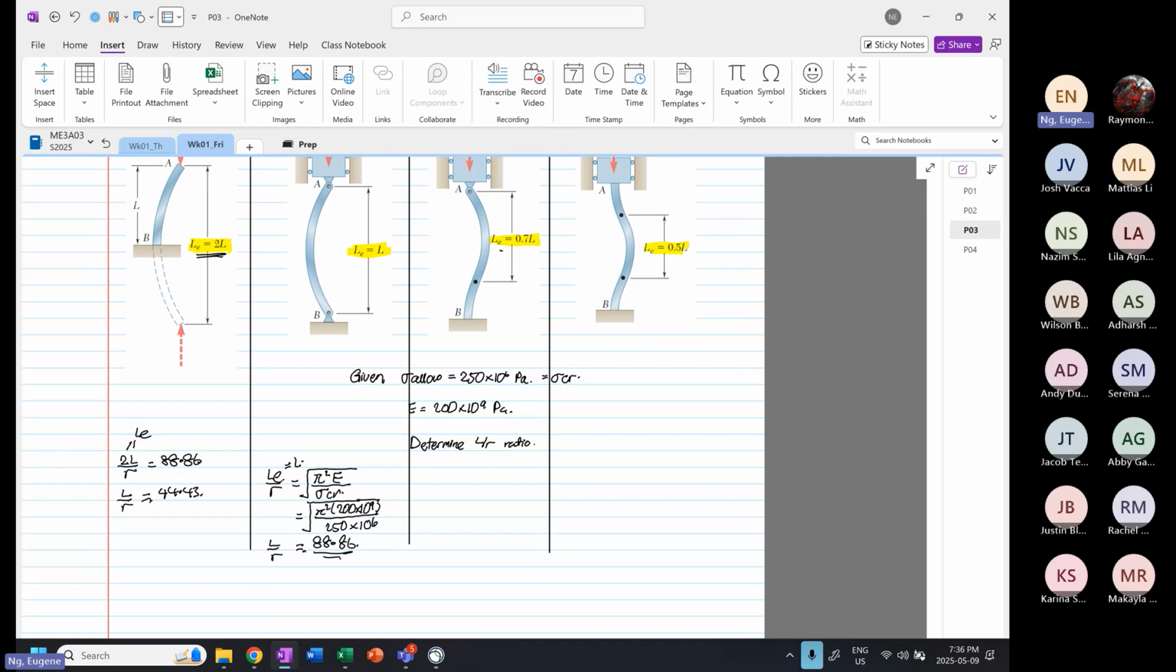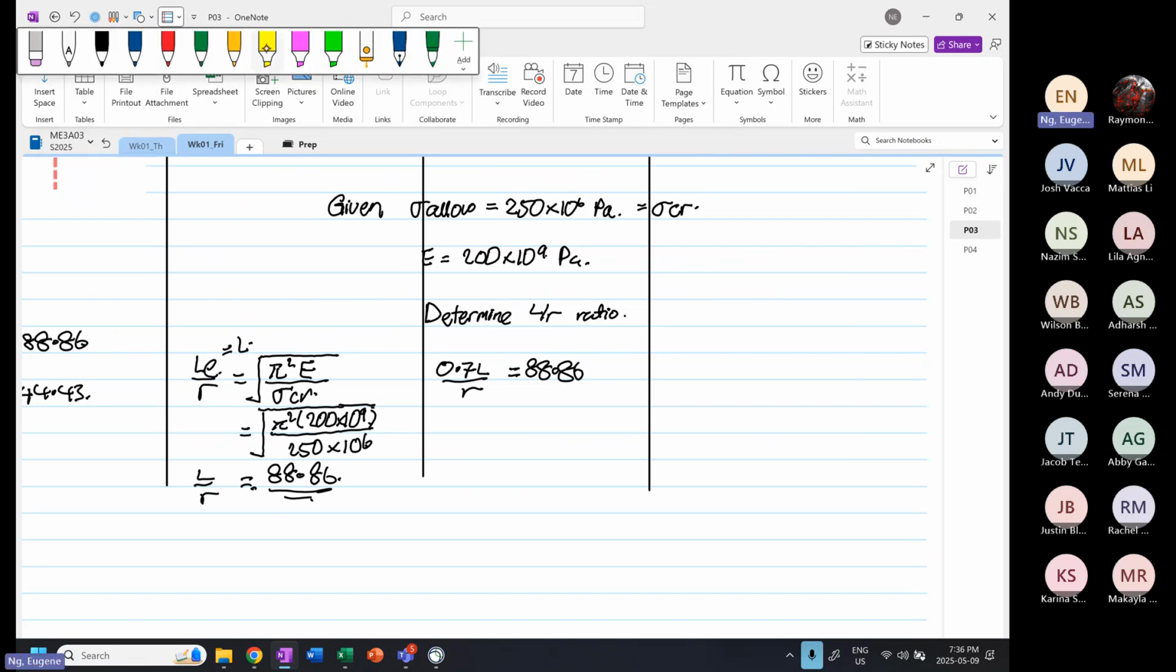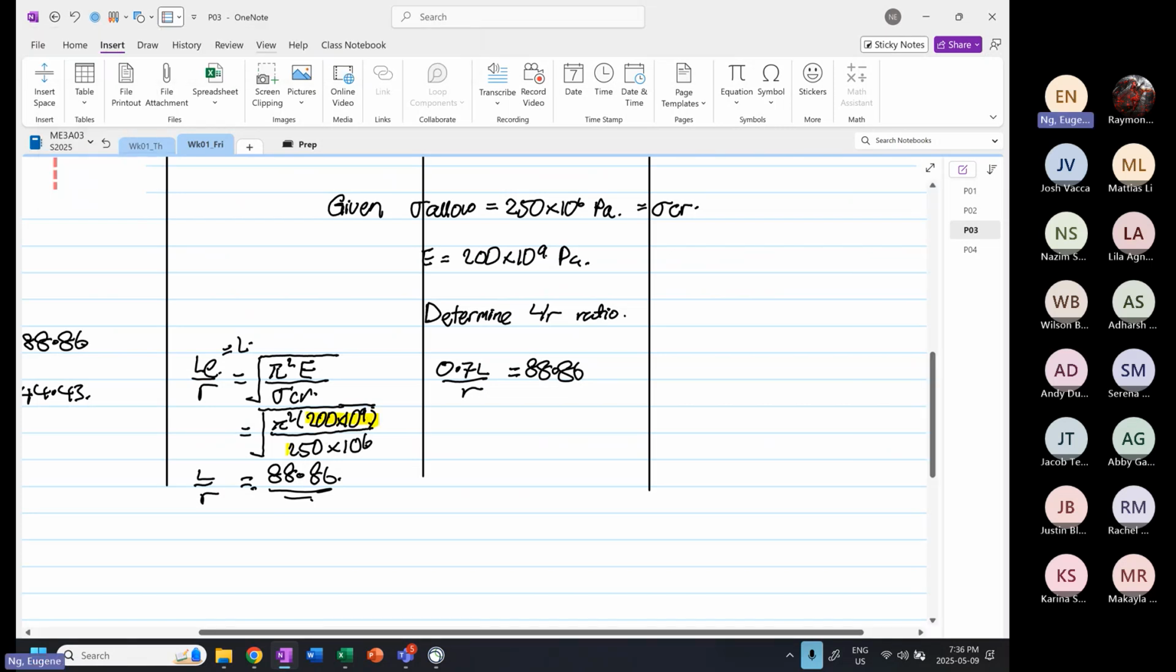And then the next thing, we're going to look at the same thing. Over here, LE is equal to 0.7 L, so we put 0.7 L over R equal to 88.86. Why are all of them equal to 88.86? Because if you look at this equation, all of them have the same Young's modulus, all of them have the same critical stress, and pi is a constant. That's why everything is 88.86.